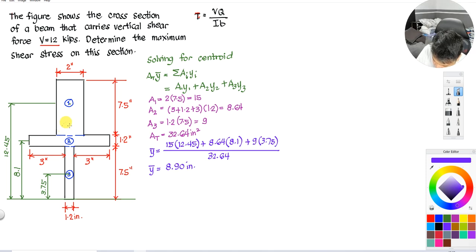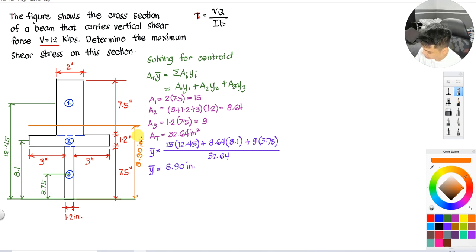Okay, so somewhere here is my centroid. Okay, so I will try to have that. Somewhere here is my centroid. Okay, there is my bar y, and that's around 8.9 inches. Okay? So once I have the bar y, I can now get the moment of inertia. Okay?